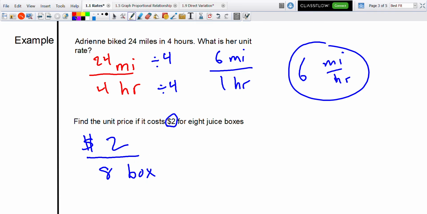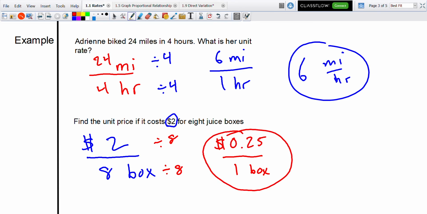Okay, so again, dollars per box. That's why dollars went on top, because it's dollars per box. And if I'm setting this problem up here, I want it to be 1 on the bottom still. I want 1 box, right? I want the cost of 1 box of juice. So I would divide top and bottom by 8. Because I want 8 divided by 8 to be 1 on the bottom. I want 1 box. And if I do 2 divided by 8, it's going to turn out to cost 25 cents per box.